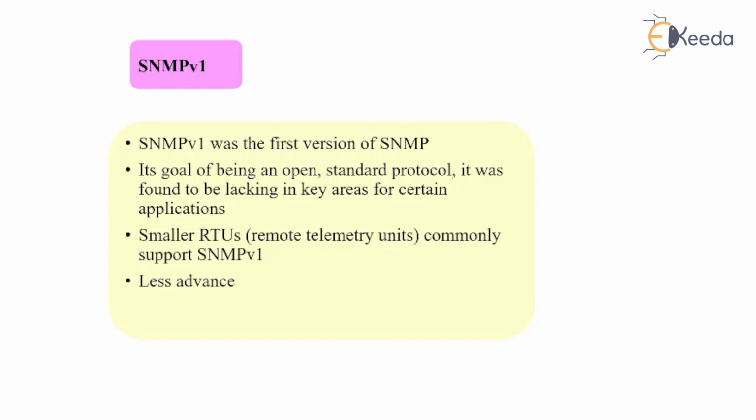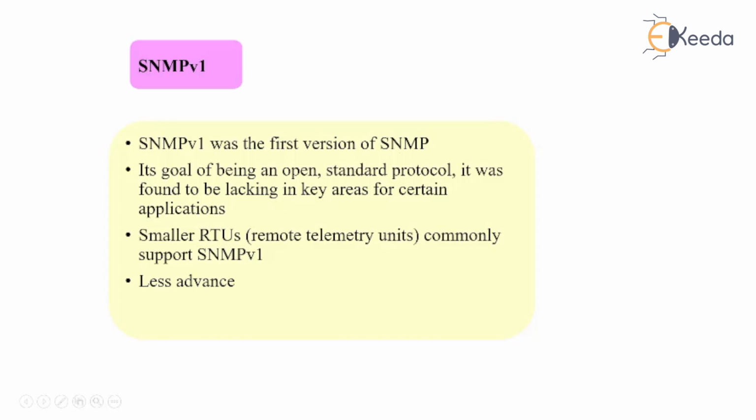Now in short, if we need to compare, how can we describe SNMP V1? SNMP V1 was the first version of SNMP. Its goal was to be an open standard protocol, but it was found to be lacking in key areas for certain applications. It uses the smaller RTUs. RTUs means remote telemetry units. They commonly support SNMP V1, and hence they are less advanced.